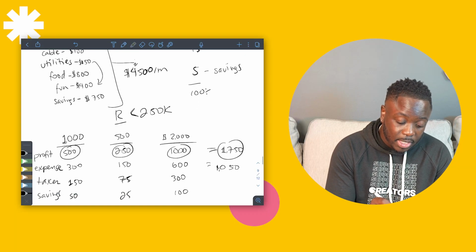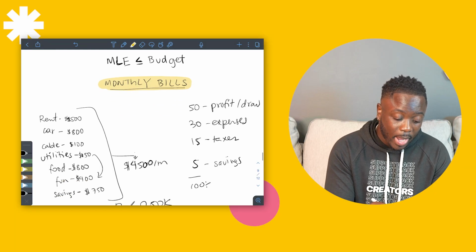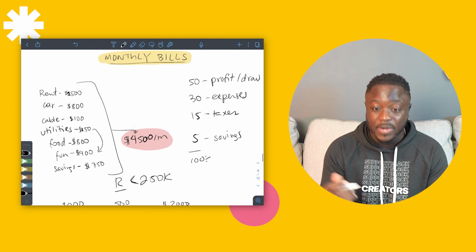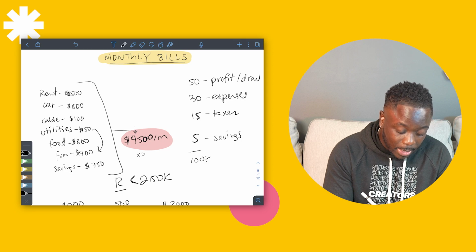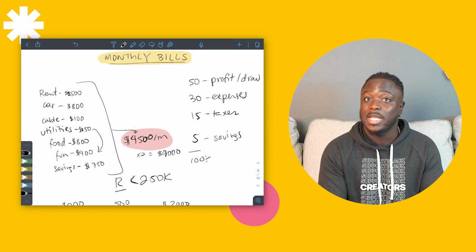I just wanted to do this math real quick with you, and it's important. Now let's focus on this profit section. This profit section implies that the amount of money you have to make per month represents 50% of your revenue. So if you learn that you actually have to make $4,500 a month, that's how much your profit has to be, which means you multiply that by 2 and get 9,000. That's how much money your business has to make per month.